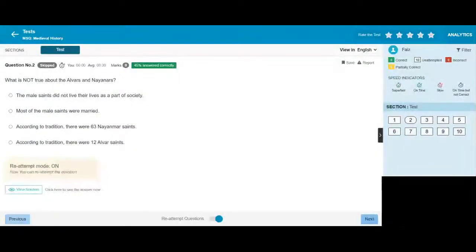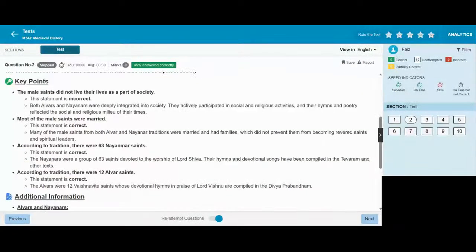What is not true about Nayanars? The male saints did not live their lives as a part of society.